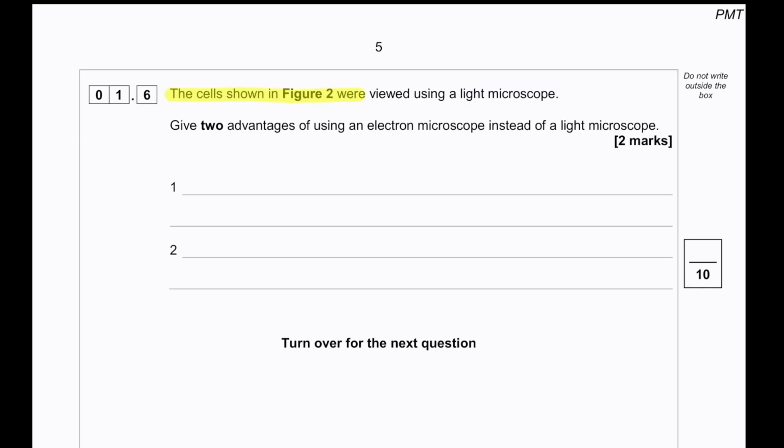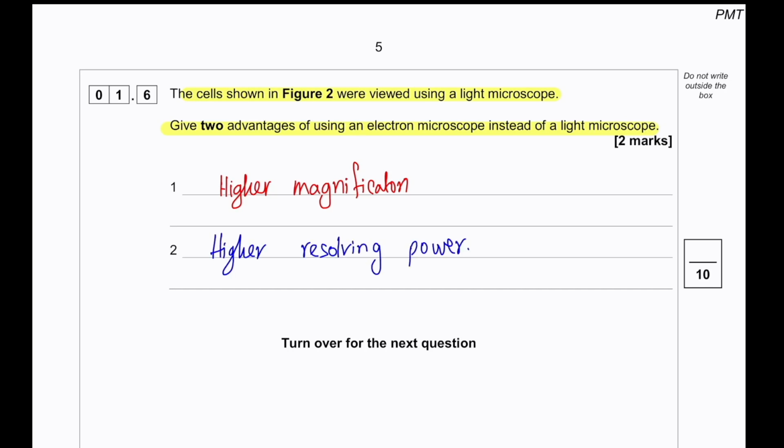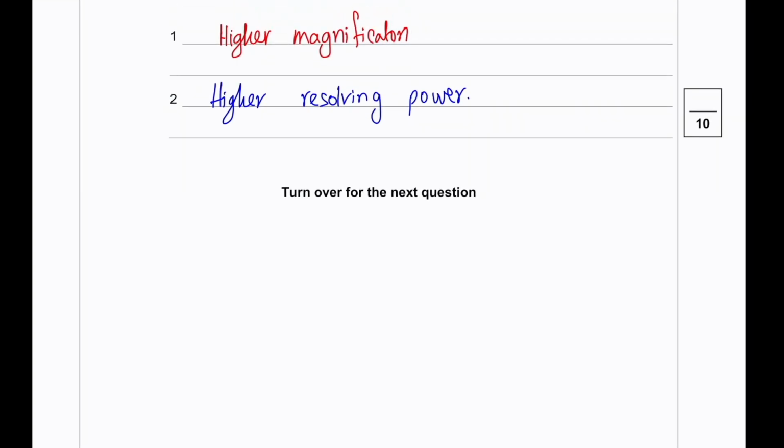The cells shown in figure 2 were viewed using a light microscope. Give two advantages of using an electron microscope instead of a light microscope. Electron microscopes are able to give a very high magnification, so higher magnification. And the other advantage of using an electron microscope is that their resolution is very, very high, so higher resolution or resolving power. Guys, as an explanation for those who do not know what resolving power is, it is the ability to see between 2 points.